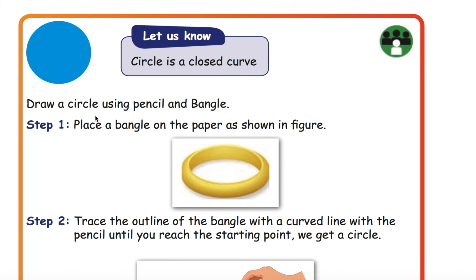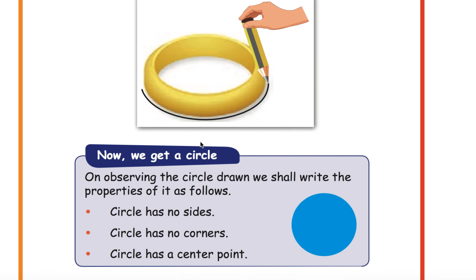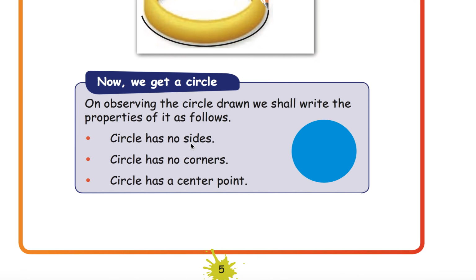Circle is a closed curve. Circle has no sides. These are the properties of the circle. Circle has no corner. Circle has a center point.